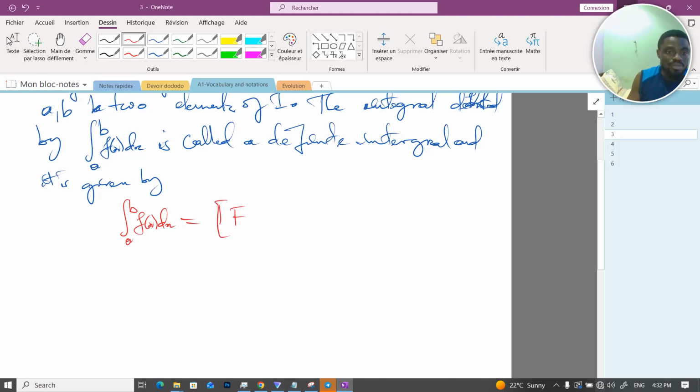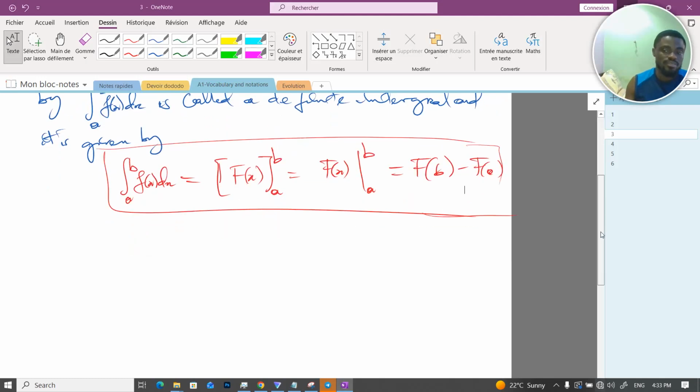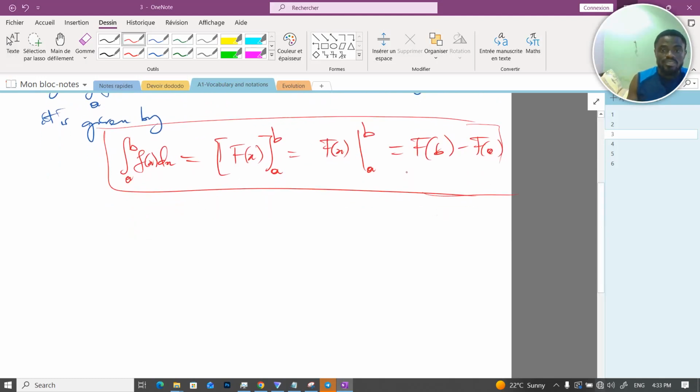you first find a primitive of f of x. Let's say that primitive is capital F of x, and you add the boundaries from a to b. It can also be denoted as capital F of x from a to b, which is simply equals to F of b minus F of a. Voilà, tout simplement. That's simply what is termed a definite integral. Okay, essayons de proof. Let's prove how this F of b minus F of a comes out.